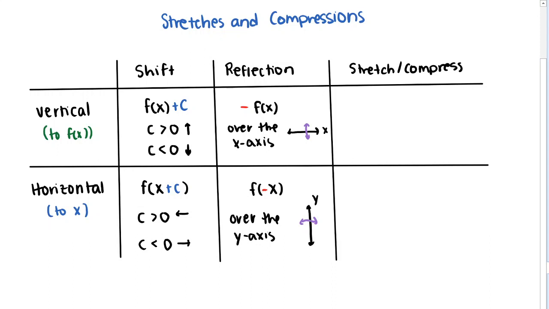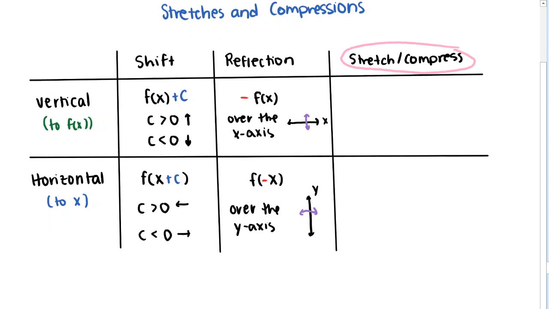And so, a few things to point out is that when we do something to the output of our function or to the function itself, then that amounts to some sort of vertical transformation. And if we apply some sort of transformation to our input, then that amounts to a horizontal transformation. Okay, and so here we've yet to talk about stretches and compressions, and that's really what I'd like to focus on in this video today.